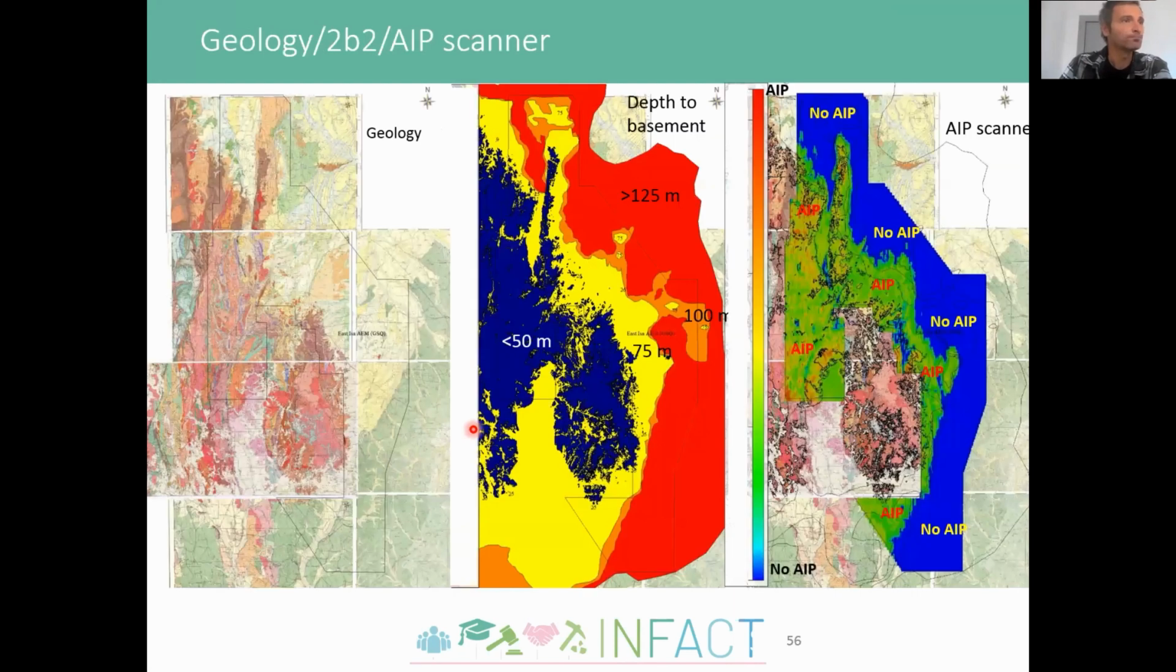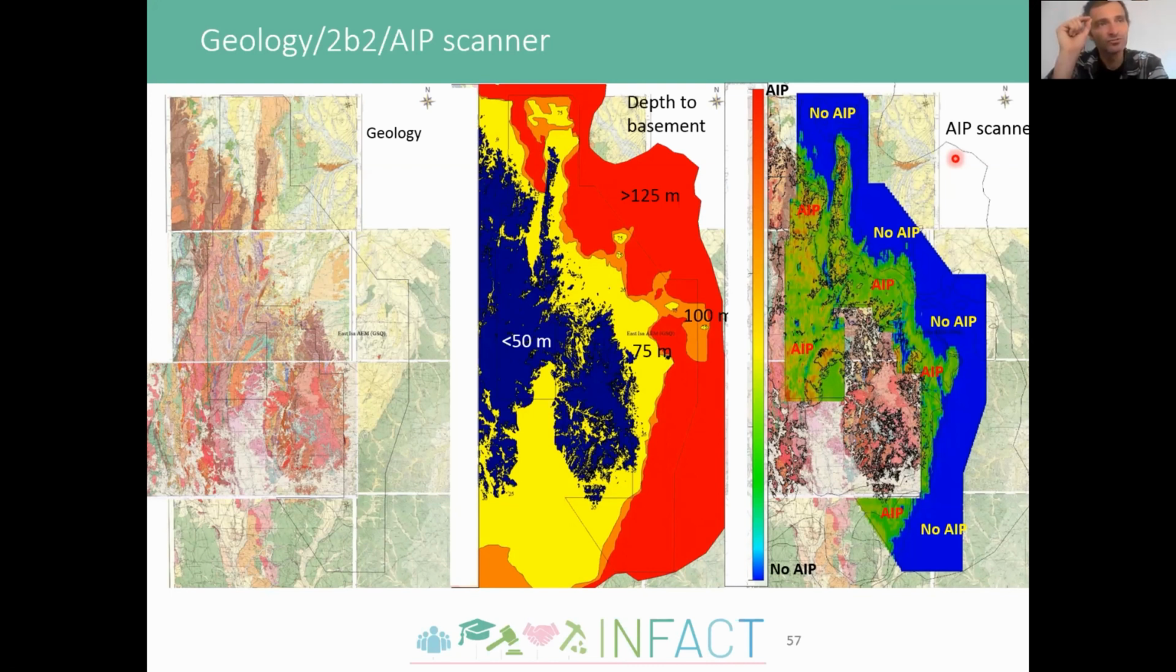So on the left-hand side, geology. All of you know this geology better than me, so I'm not going to make a fool of myself. In the middle, you have depth of basement. And on the right-hand side, you have the result of this airborne IP scanner. And basically, everywhere you see blue, you have no IP in the data. You don't have to worry about it. Everywhere you see something that's not blue, you do have IP in different degrees.